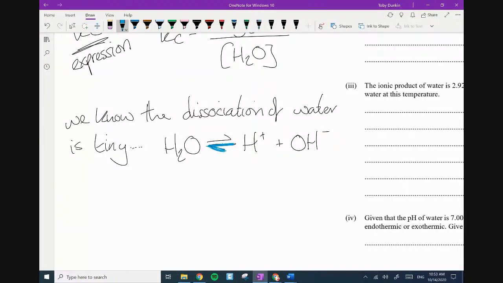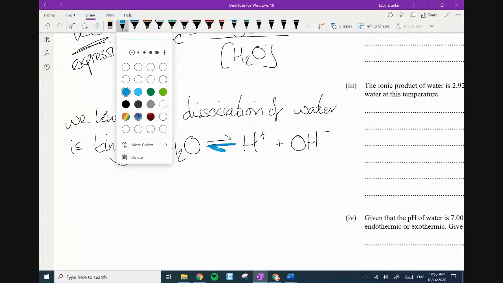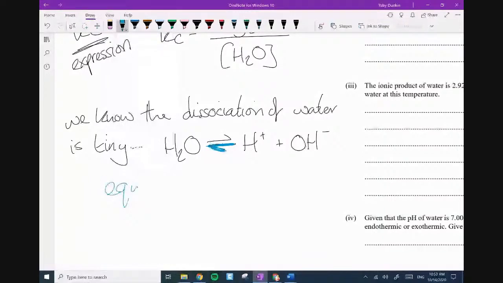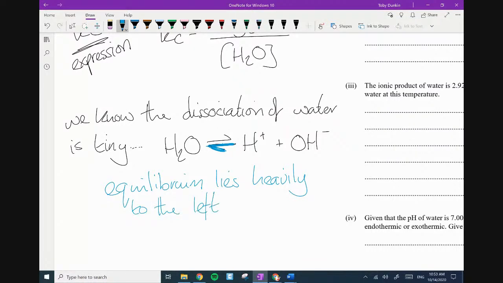It lies heavily in this direction. We know this because the kW value is minuscule, and we know that Kc is linked to products. The equilibrium, and we can write this, the equilibrium lies heavily, it's not very truthful, is it? It's not very honest. Equilibrium lies heavily to the left because the value is so small, 10 to the minus 14. Holy mackerel. That lies heavily to the left.